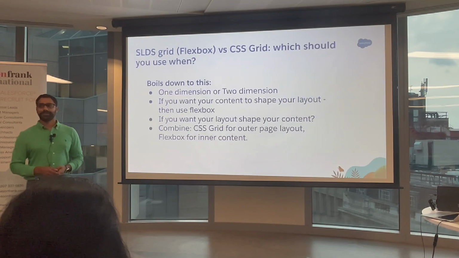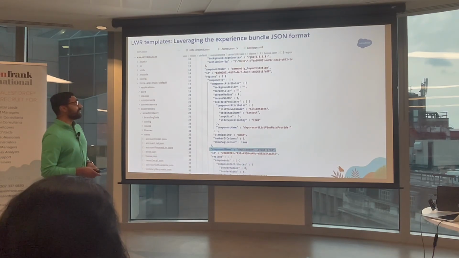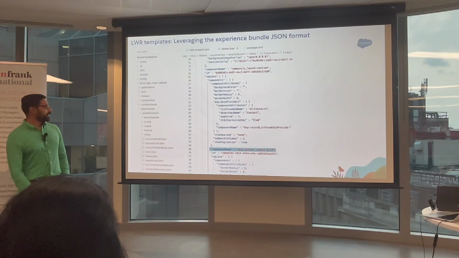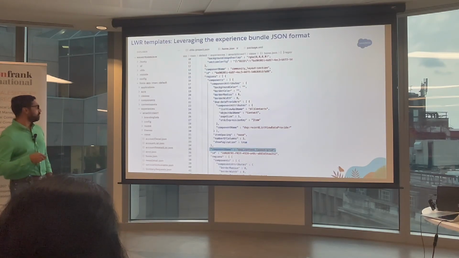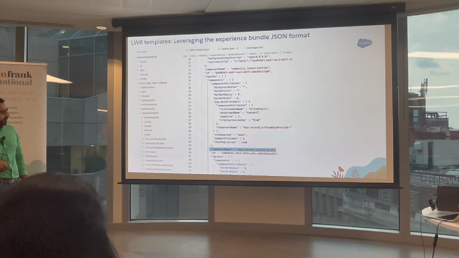Any other questions? No? Okay, so next I want to talk about leveraging experience bundle in JSON format. And this is a snapshot from my VS Code. Here you can see the way the bundle is organized is that there is an experience folder, and then you have the name of the community, and then there are views. I have selected, currently we are looking at the home.json, and this is what the JSON looks like.